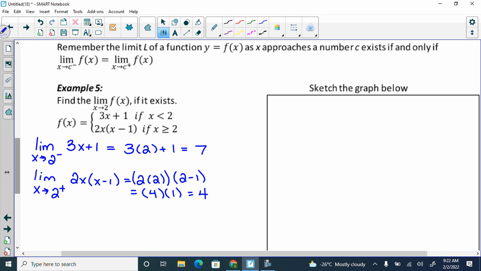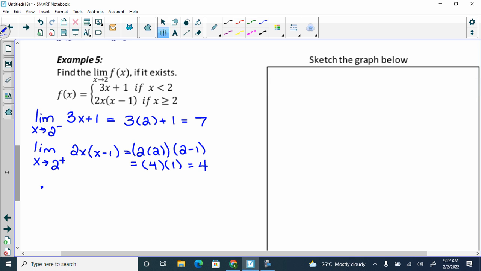What's the limit as x approaches 2 of f of x? Does not exist, because from the left it's approaching 7. From the right it's approaching 4. And then there's this gappy thing going on. So the limit at that value doesn't exist. So therefore, the limit as x approaches 2 of f of x does not exist.